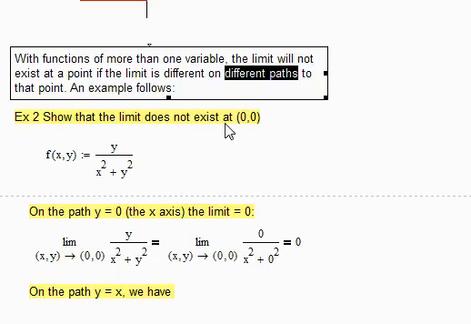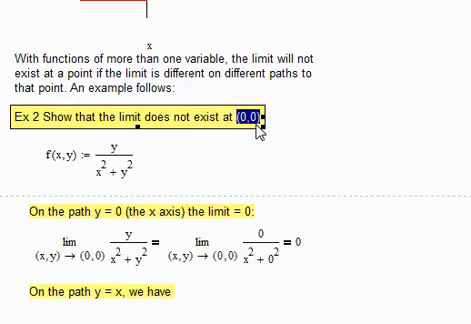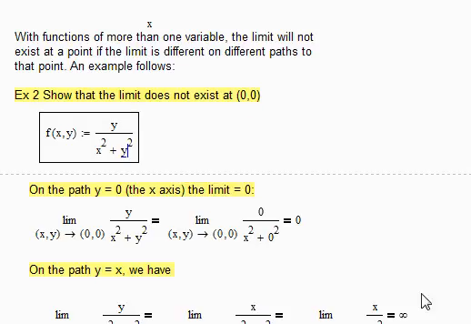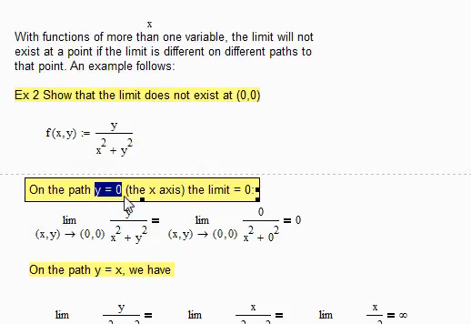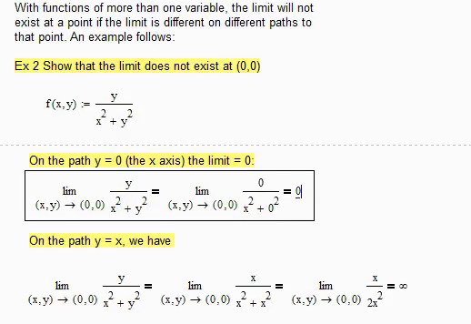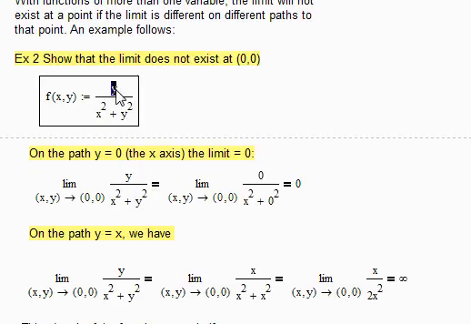Well, that's good. So show that the limit does not exist at (0, 0). If you just plug in (0, 0), you get 0 over 0, but as we saw in Calculus 1, that doesn't mean a limit doesn't exist. So if we move along the path y equals 0, then the limit is 0 over x squared plus 0. If y equals 0, it didn't say x was 0 necessarily, so we'd still have 0 over a number, which is 0.